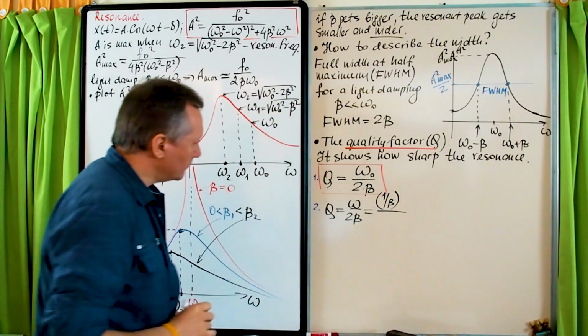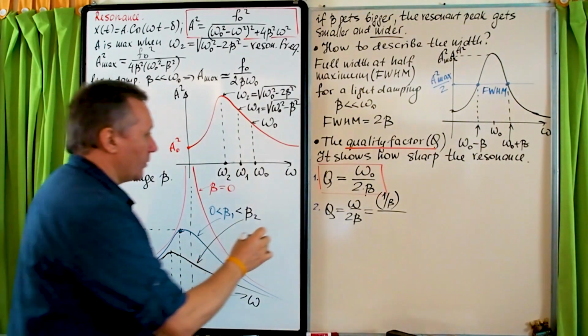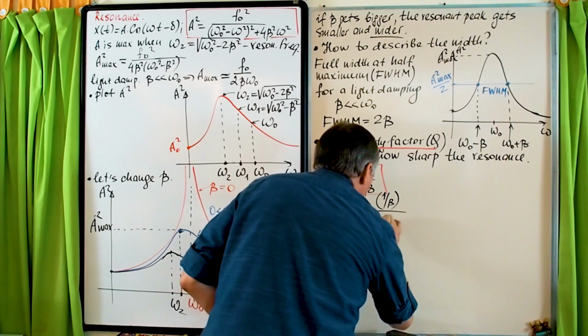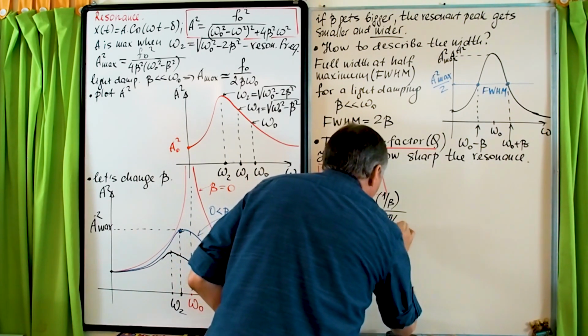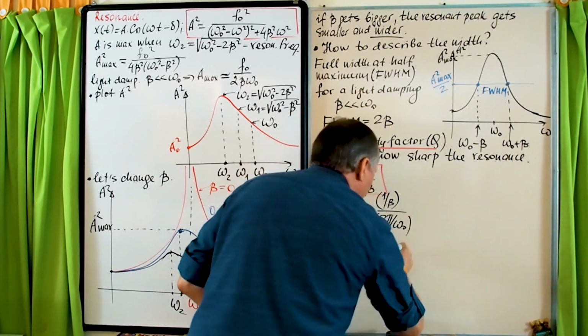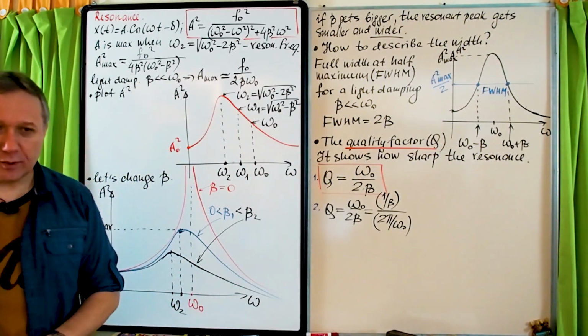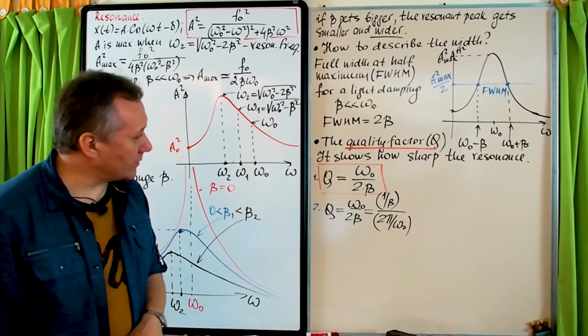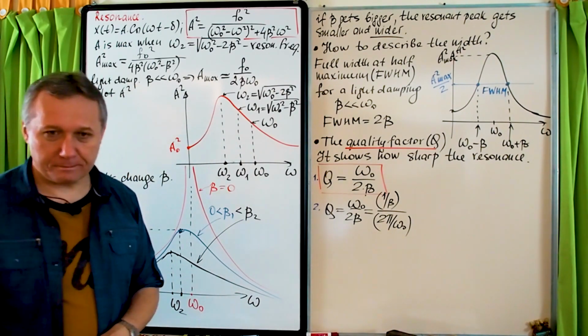Then it's omega naught. Then let me also introduce 2 pi, and omega naught, I will take it even lower. And now, in order to make it correct, I need to multiply it by pi.